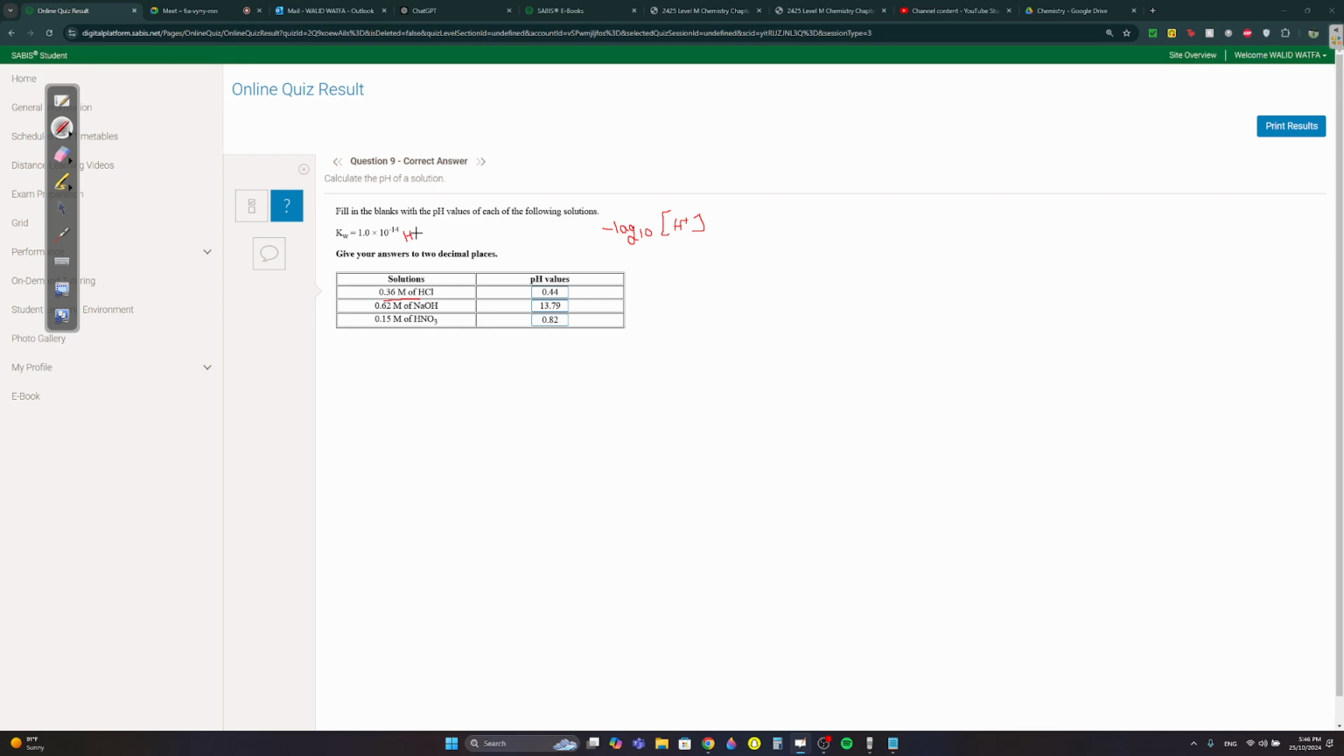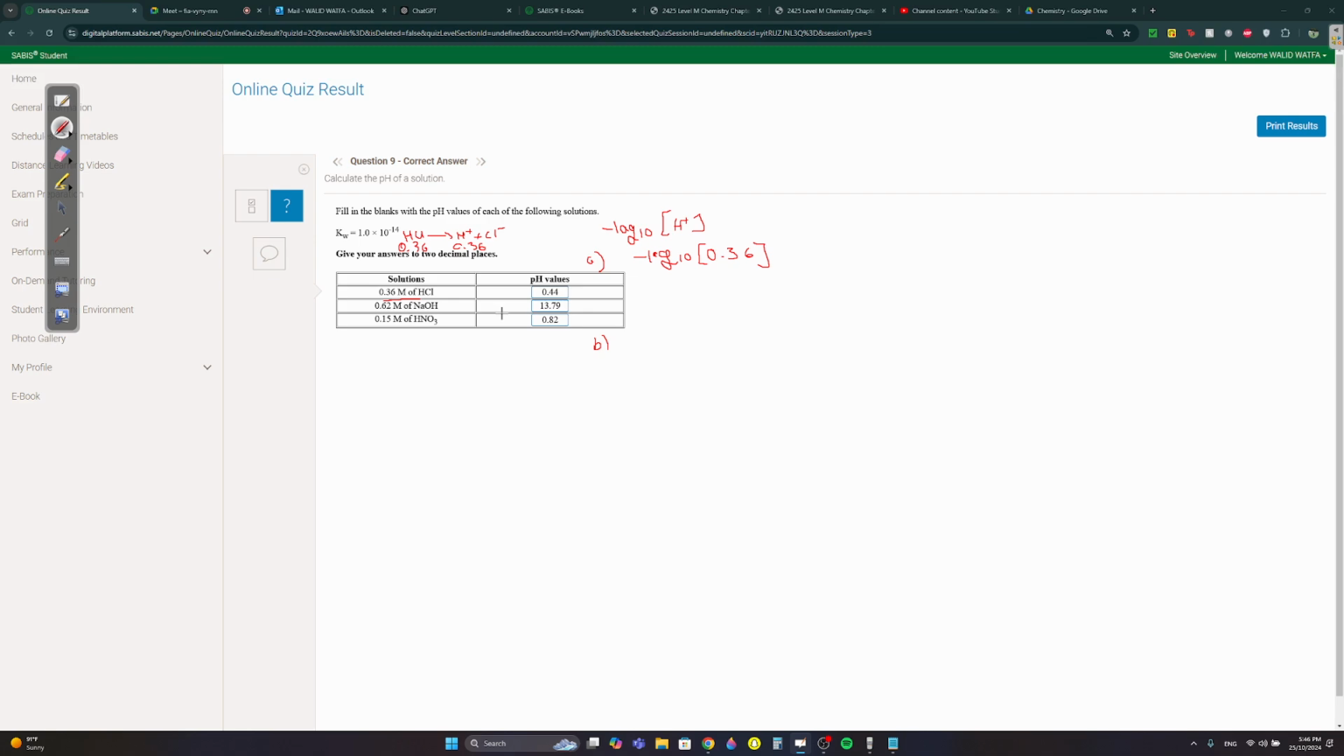HCl gives H plus and Cl minus. Same concentration as H plus, since they have the same coefficient. So this is 0.36. This is also 0.36. So I do minus log base 0.36. That's the first one. It's part A. Part B.